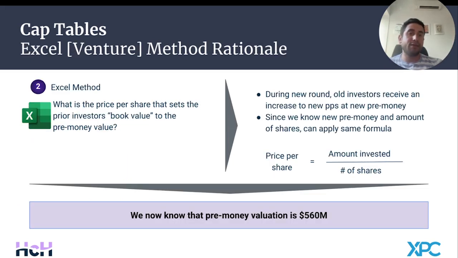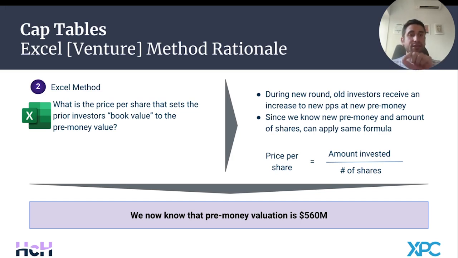The Excel method allows you to do more at once, also allows you to do a lot of things in Excel. So the logic to this is straightforward but a little confusing. What you need to think about is what is the price per share that sets the prior investor book value to the pre-money value.